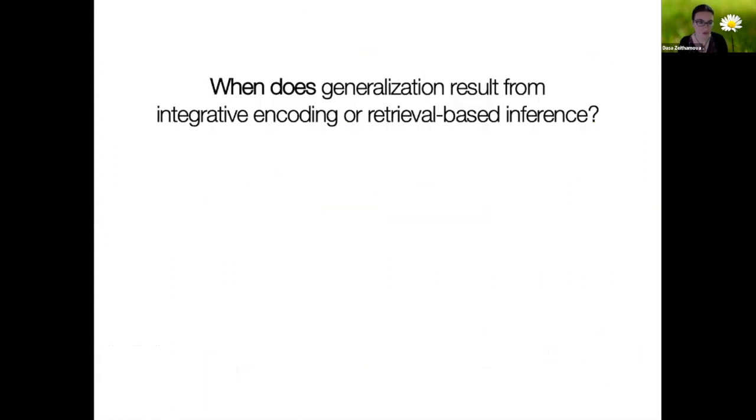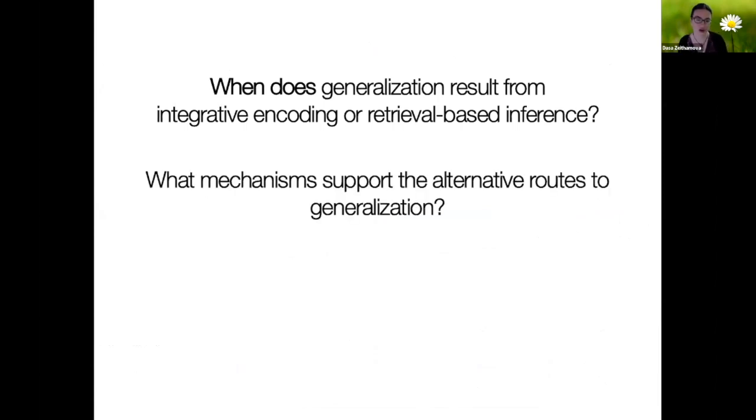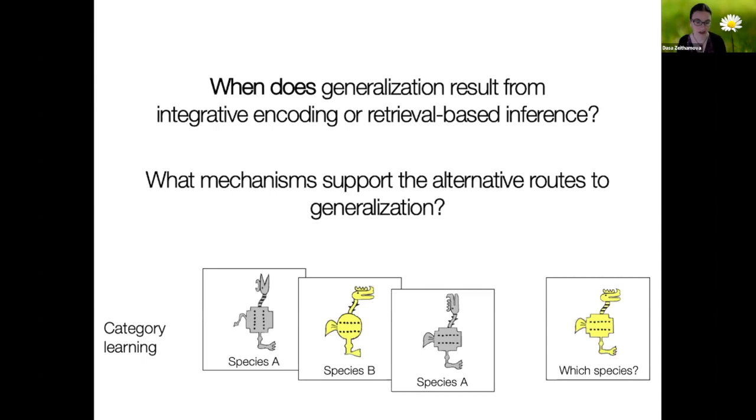So I'll show you the new questions that I am now asking. It's not really one or the other, but when is it one or the other? And are these two alternative routes to generalization supported by the same network of regions, or distinct regions? My current idea of how this works, I'll illustrate with an example from my research in category learning, but it may be working like this in other paradigms, like the associative inference that Helen was focusing on.